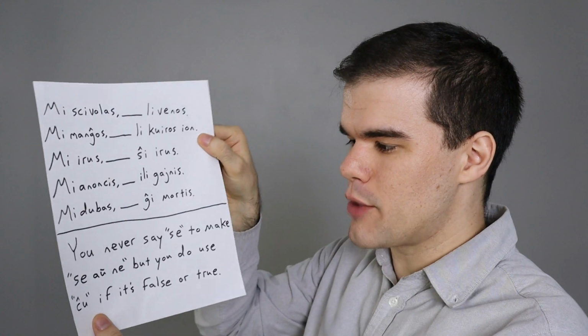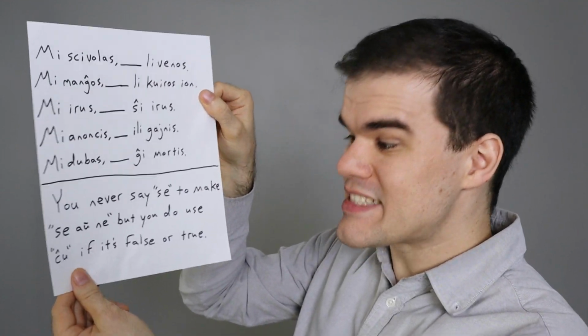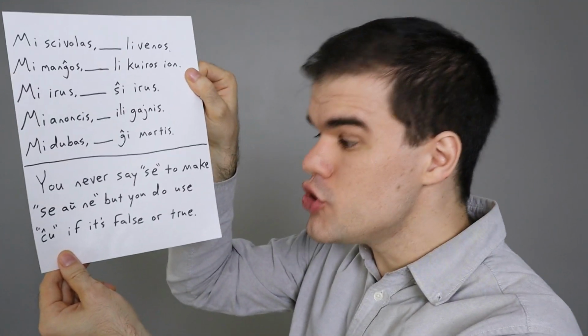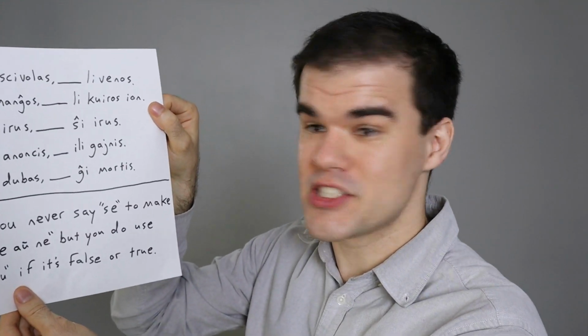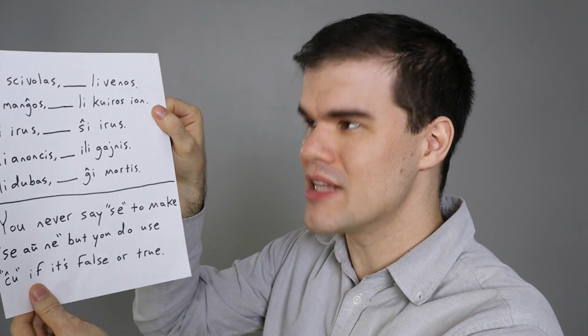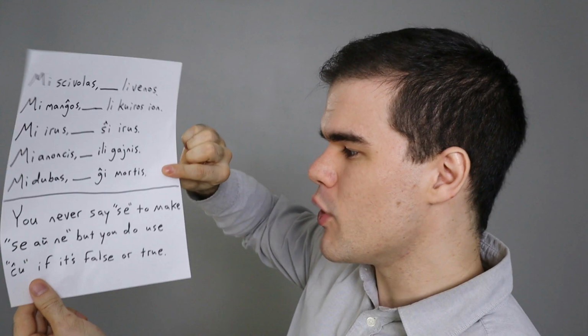And here's a little phrase to help encapsulate all this in your brain. You never say se to make se or ne, but you do use chu if it's false or true. Pellet with the poisons and the vessel with the pestle. The chalice from the palace is the brew that is true, or true that is brew. The pellet with the paisley and the pestle and the posel. No, enough court jester references for one day.